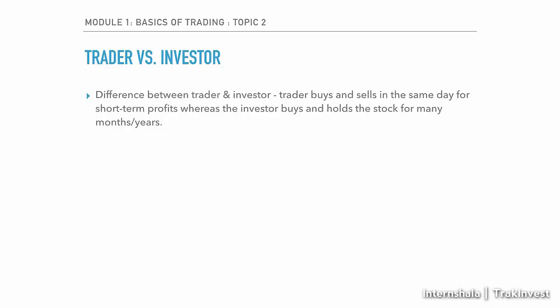Now let's look at the differences between a trader and an investor. A trader usually buys and sells in the short term. He's looking for quick gains, for short-term profits. Whereas an investor is a longer-term player. He buys a stock and waits and holds on to the company and believes in the future growth of a company. It's essential that you decide the strategy that you want to play.